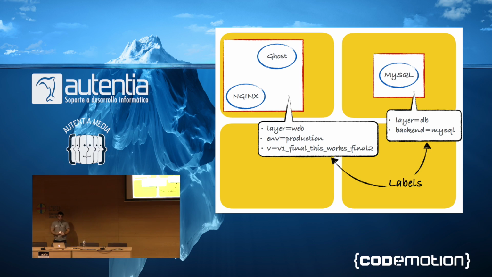For example, for our Ghost and Nginx application, we are saying that the layer is web. And we say the version is 1, final, this works, final. If you were at university before source control, you know what I'm talking about. But the idea is that you can say, okay, show me all the pods that are in the web layer and that have this version. And then you can expose those to the world, for example.